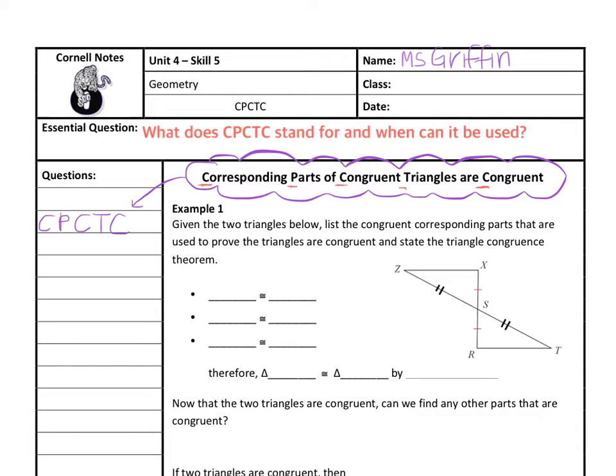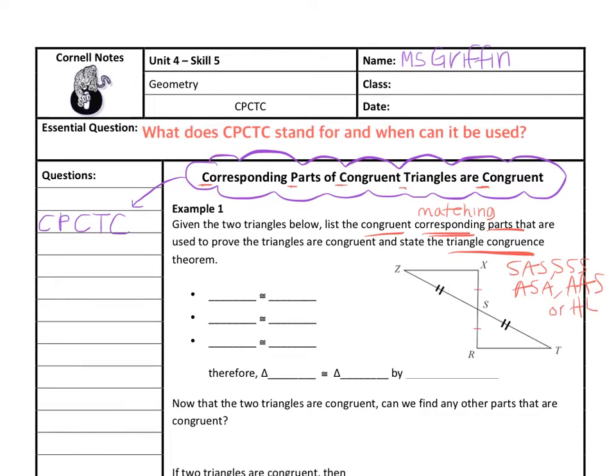Alright, so example 1 says, given the two triangles below, list the congruent, corresponding, or matching parts that are used to prove the triangles are congruent. And then state the triangle congruence theorem. That would be like SAS, SSS, ASA, what's another one? AAS or HL. So I'm going to start you with the first one.